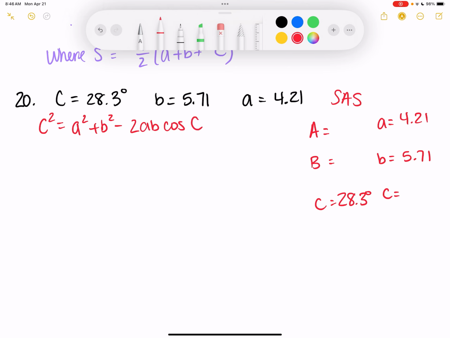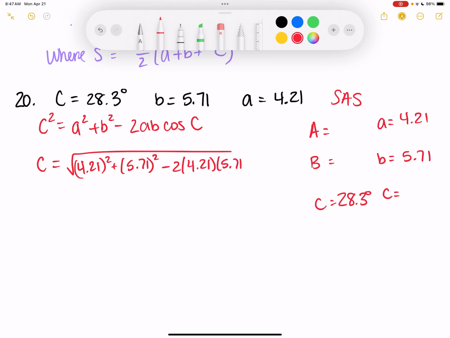Now, you don't have to write the formula out as letters every time. A lot of times I'll go straight to plugging in numbers, but since we're just getting used to it. So a lot of times too, to save a step, I'll go ahead and take the square root and just write everything under it when I'm solving it. So I've got 4.21 squared plus 5.71 squared minus 2 times 4.21 times 5.71 times the cosine of 28.3.